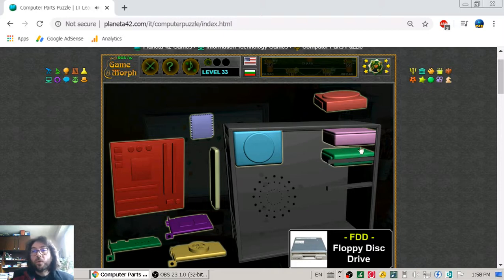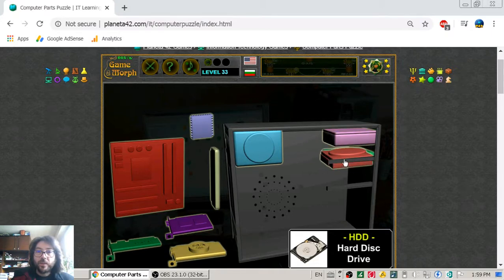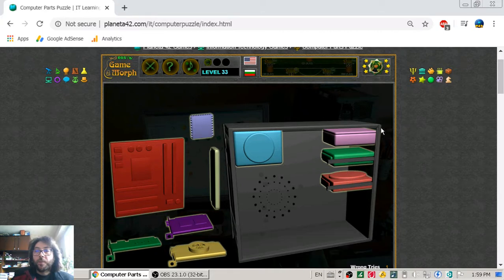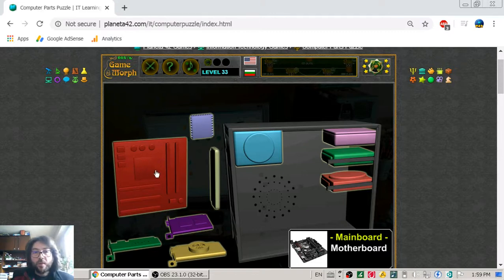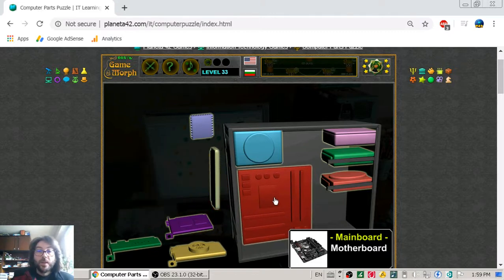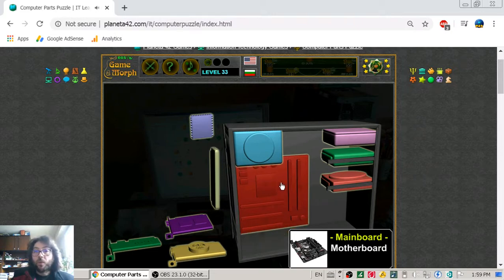It is not useful anymore, so we may use this space here in the front of the computer case to place another hard disk drive, so we can place one here and one here. And there is a hatch here in front to cover these things. And let's place this red shape, which represents the motherboard or the main board of the computer.